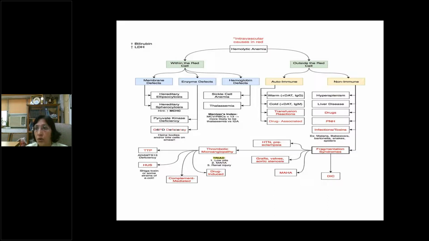Now you are sure you are dealing with some type of hemolysis, then you have to decide what the possible causes are. Think about whether it is inside the RBC: membrane defects, spherocytosis, elliptocytosis, stomatocytosis; enzyme defects, pyruvate kinase, G6PD deficiency. G6PD deficiency is important for us because of the drugs you give. You have to avoid primaquine in G6PD deficiency, and you have to avoid sulfonamides as well.